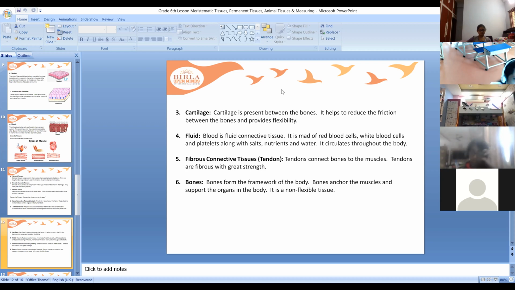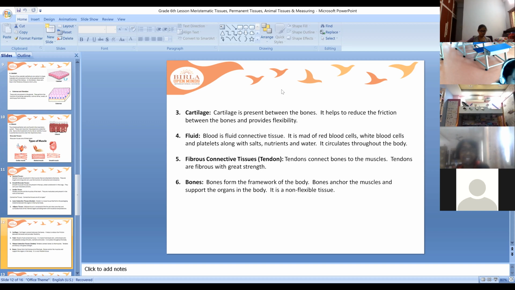So these are the cells which are present in the blood. In the blood, we have RBCs. They are called red blood cells. The full form of RBC is red blood cells. WBC, the full form is white blood cells.